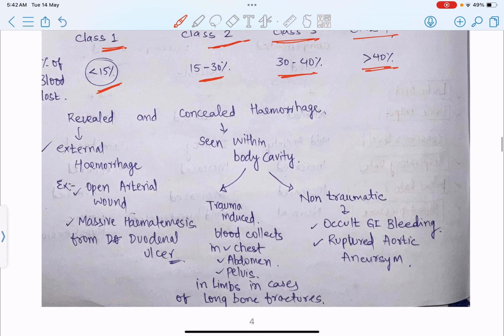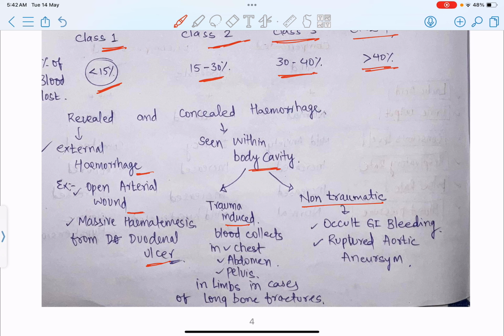Now coming to revealed and concealed hemorrhages. Revealed hemorrhage means external hemorrhage. Examples: open arterial wounds, massive hematemesis from duodenal ulcer. Concealed hemorrhage is seen within the body cavities. It is of 2 types: trauma induced and non-traumatic.